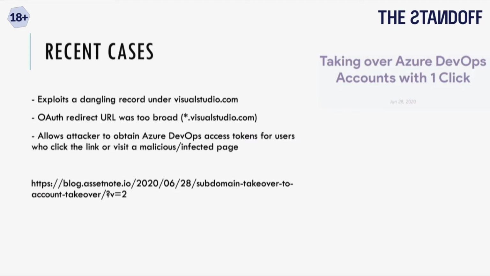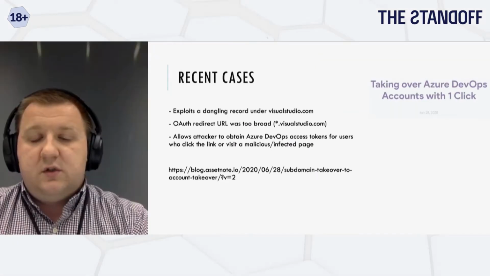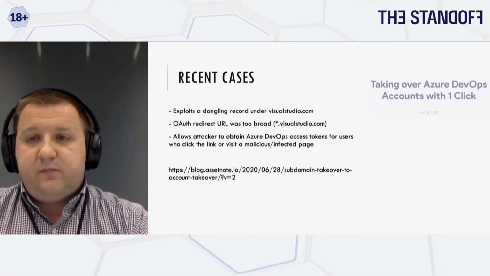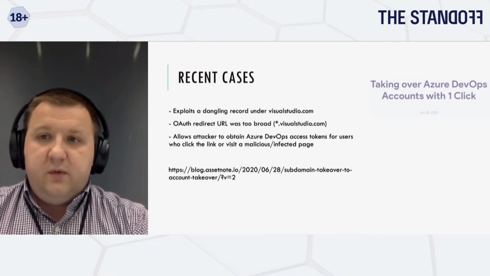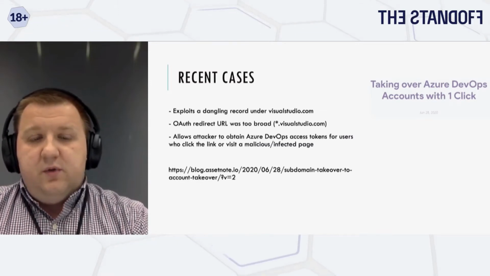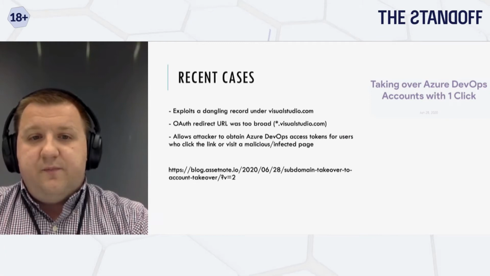It's a similar case. So we had an auth redirect URL leading to visualstudio.com. Researchers actually found a dangling record leading to one of the subdomains of visualstudio.com. Initially they didn't think it was good for exploitation. But then they discovered there was a redirect URL which contained a wildcard, meaning that it was indeed good for exploitation. And the effect was similar to what we discussed in case 1.